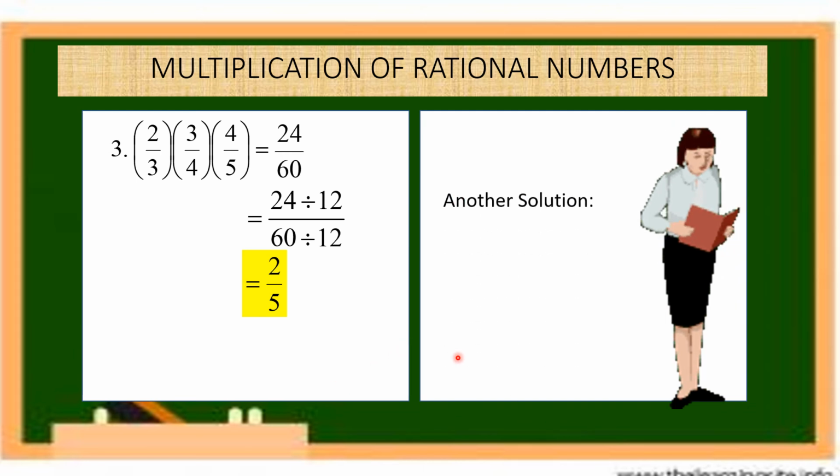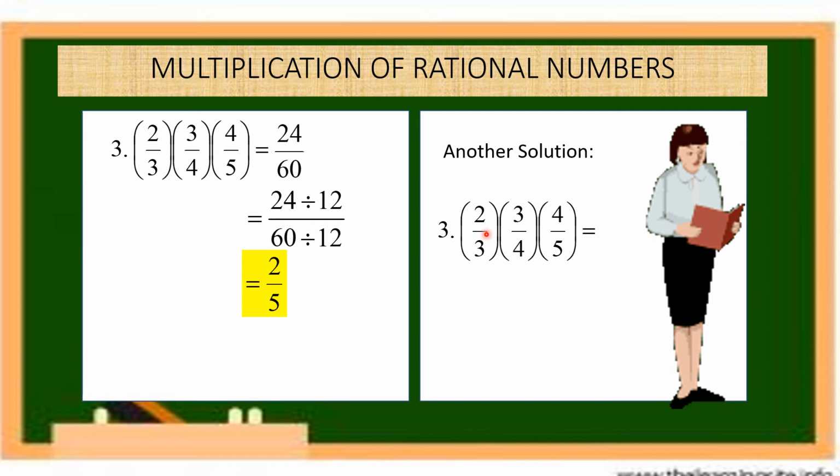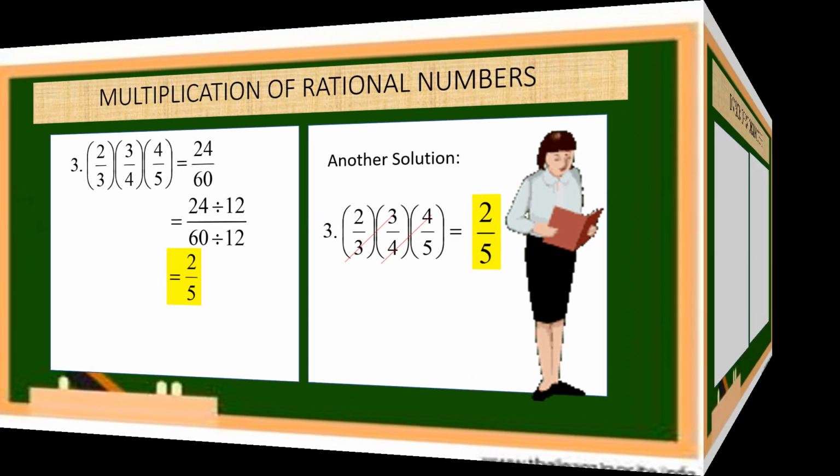We have another solution. So we have 2 over 3 times 3 over 4 times 4 over 5. We can cancel 3 and we can also cancel 4. So we have the remaining fraction. We have 2 times 1 times 1 is 2 and 1 times 1 times 5 is 5. So we have the result. Our answer is 2 over 5.